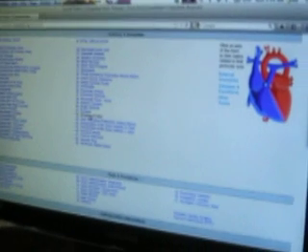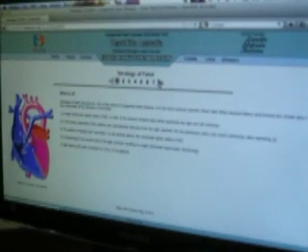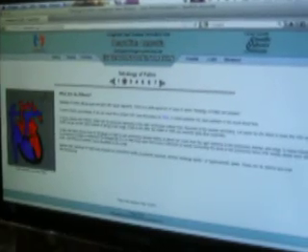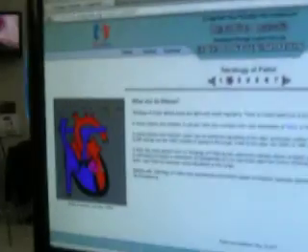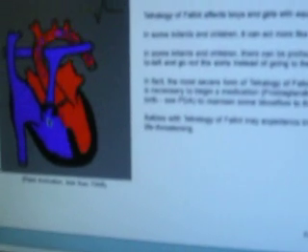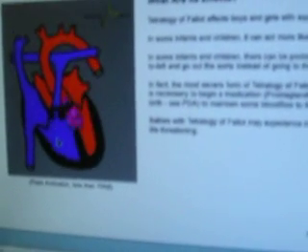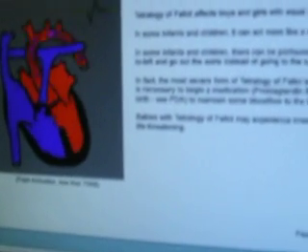So we were looking at transposition of the great arteries, but we can also look at something like tetralogy of Fallot. And it has beautiful diagrams. It tells a little bit about what they are. What are the effects? What is the physiology? I really like this one because it shows why kids with tetralogy of Fallot are cyanotic, why they're blue.